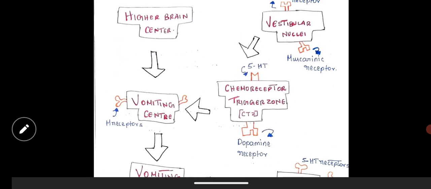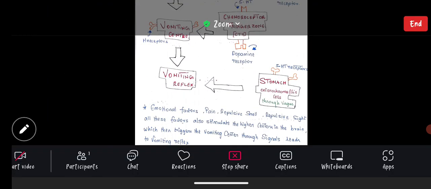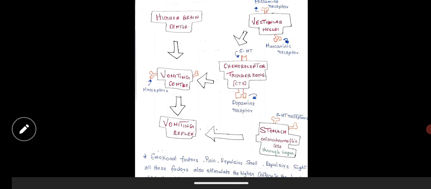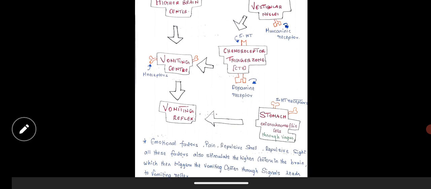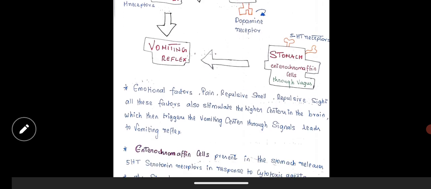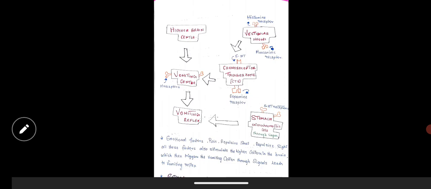This is one mechanism. Then we have the higher center, the higher brain center, where emotional factors such as pain, repulsive smell, and repulsive sight all stimulate the higher center in the brain, which triggers the vomiting center through signals, leading to the vomiting reflex. Okay, so these are the five main mechanisms which stimulate the vomiting center present in the medulla oblongata, and it leads to the emetic reflex, or vomiting reflex.